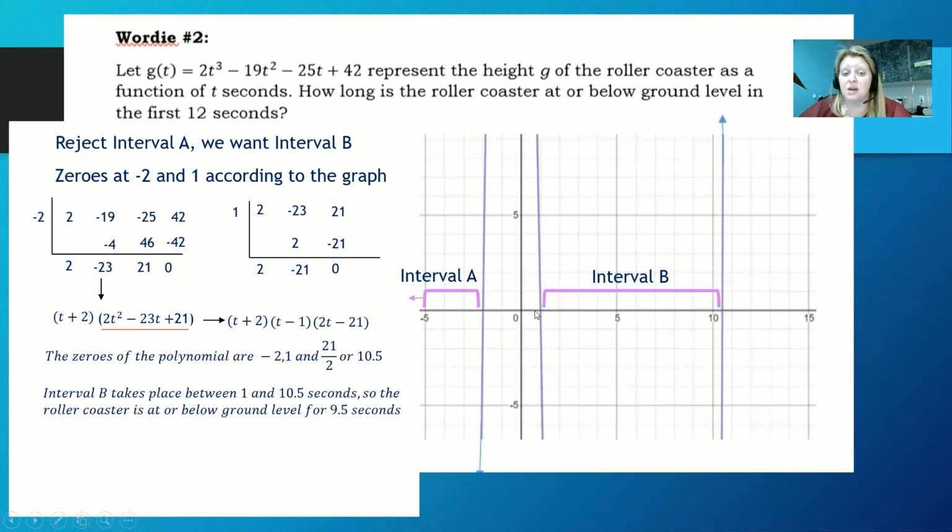So if you subtract that, you can go ahead and say, oh, it was underground for 9.5 seconds. At or below ground level, I should say.